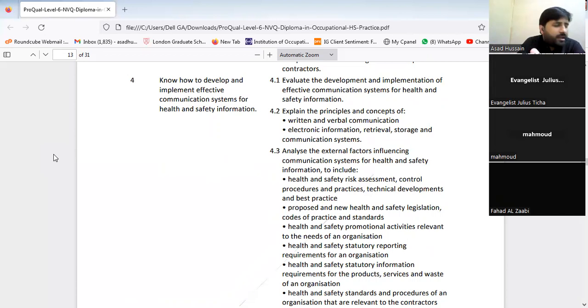So here this point wants to check your understanding and your knowledge of the development and implementation of an effective communication system for health and safety information. For this purpose, we have 4.1, evaluate the development and implementation of an effective communication system for health and safety information. For evaluation, why? For evaluating the development and implementation, how can it be effective, how can a communication system be effective.